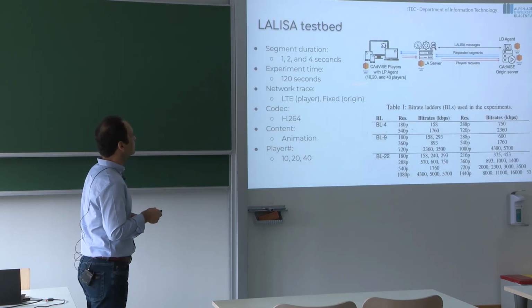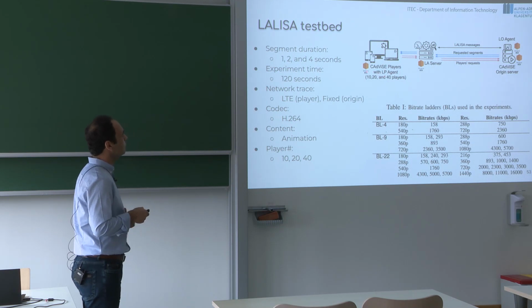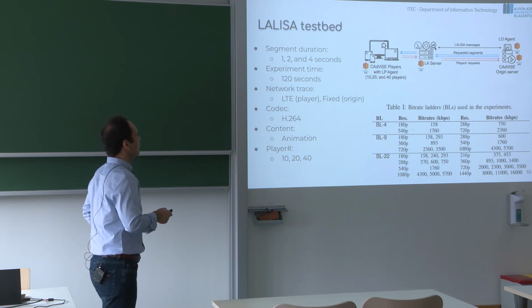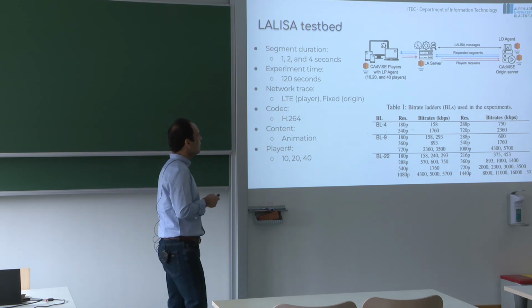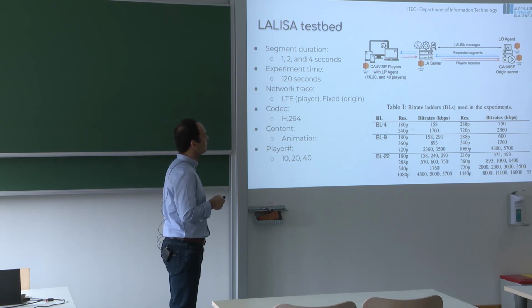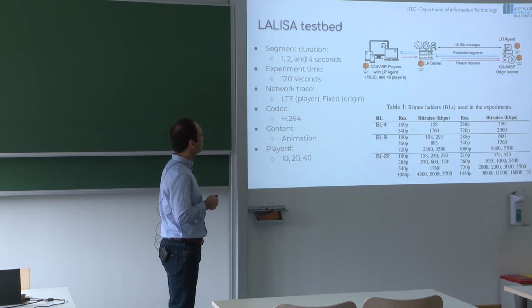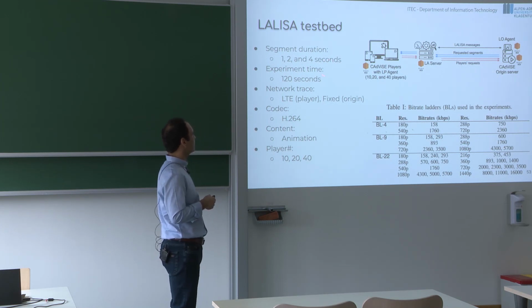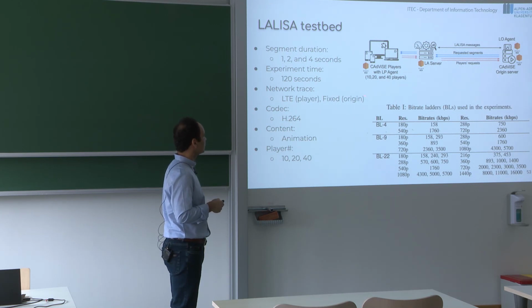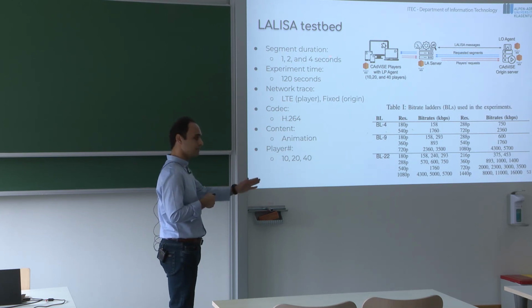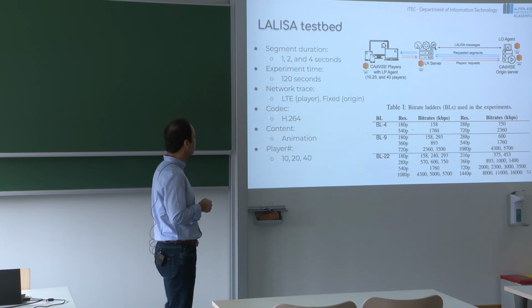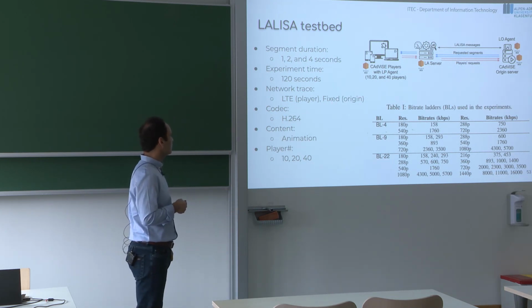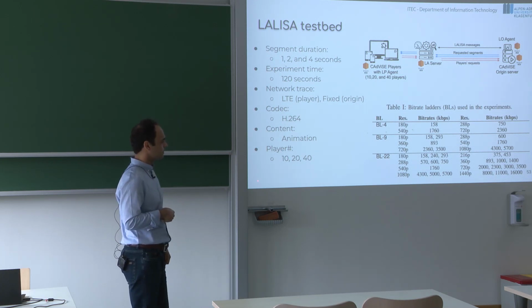About the testbed, we use Lalisa. We use Catwise. Here is one of the testbeds that we used, with AWS Amazon instances. About the segment duration, we consider different segment durations, with 120 seconds of experiment. Network traces: two main networks, LTE for all players and also fixed at the origin site. About the codec, we use the H.264 codec. About the content, we consider animation and different numbers of players.